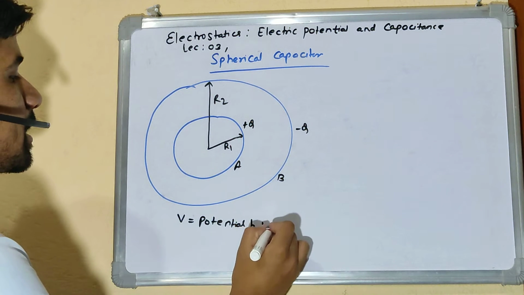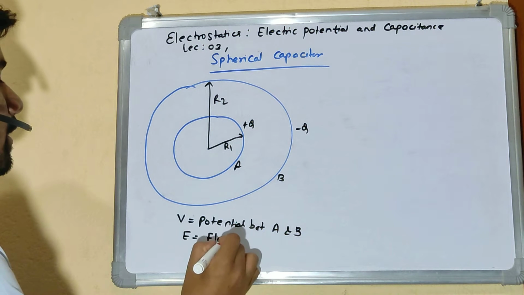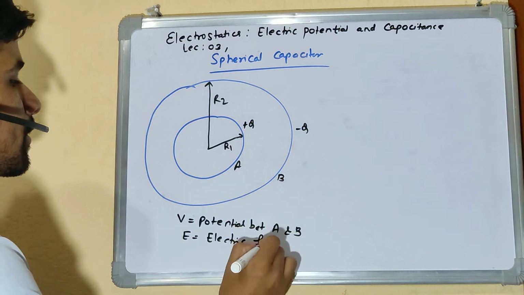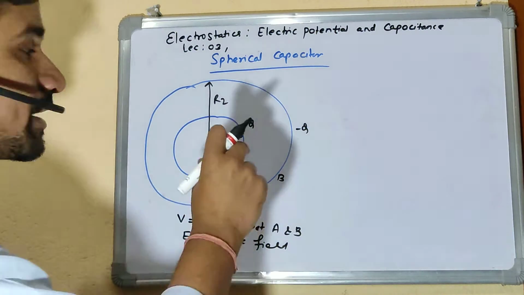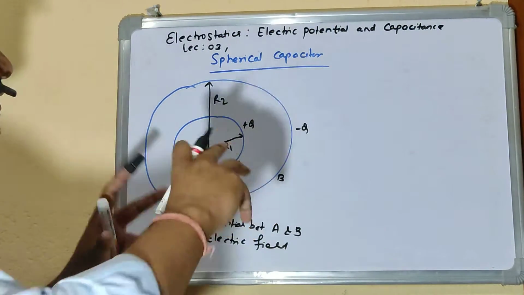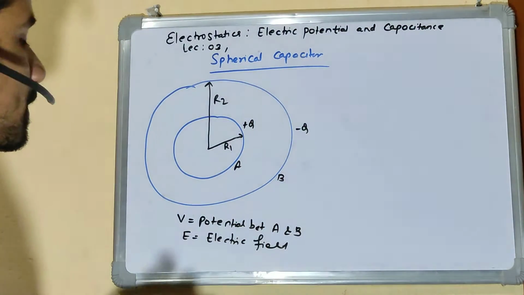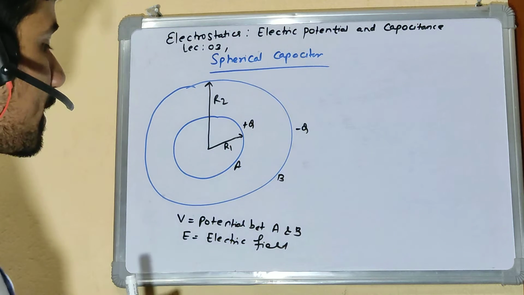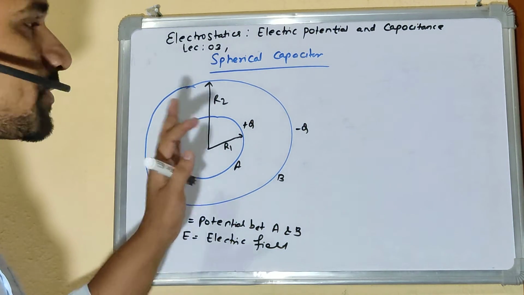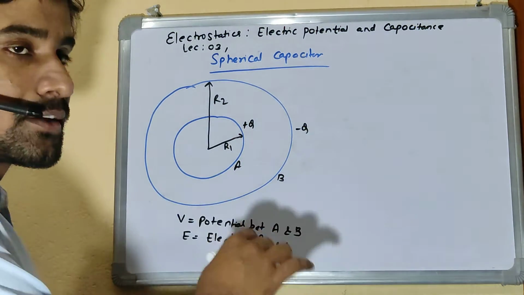So V is the potential between A and B, and E is the electric field. R1 is the radius of the smaller, inner sphere. R2 is the radius of the outer sphere. Now let's try to find the capacitance of this particular system. So let's first find this electric field.